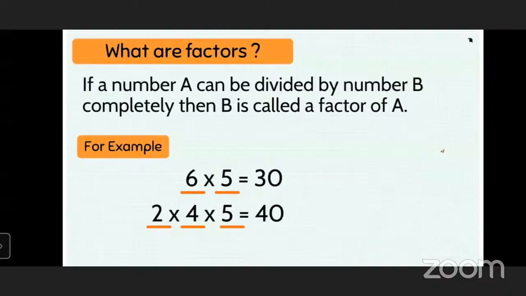Listen carefully. In these examples, the factors of 30 are 6 and 5. Likewise, the factors of 40 are 2, 4, and 5. Understand? Likewise, if I take one example of 15, 15 is 3 multiplied by 5. So the factors of 15 are 3 and 5.